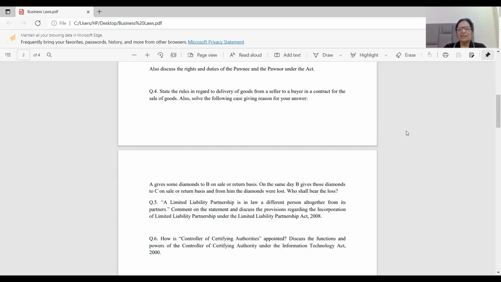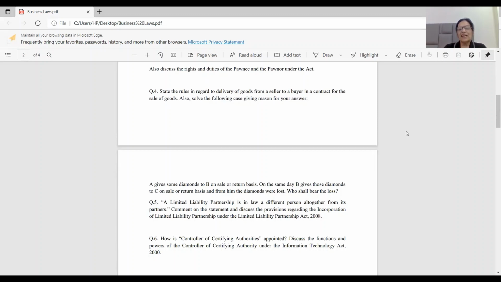Now B has given that diamond to C on sale or return basis on the same day. So this act of B amounts to implied acceptance. The moment he has done this, it means ownership has passed from A to B. And now in the possession of C, the diamond gets lost, then friends, the loss has to be borne by B.